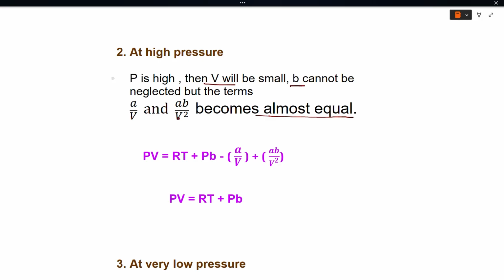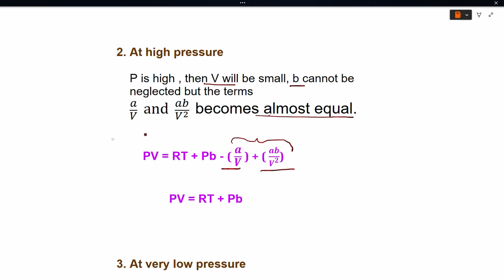Okay, here we have V square and here we have a product of A into B, and therefore, what happens is these two values will be almost equal, and you can see in this equation A by V is negative and AB by V square is positive, and therefore, since they are equal, you can consider the difference to be equal to 0. That is, I can neglect this. The resultant equation will be PV is equal to RT plus PB.